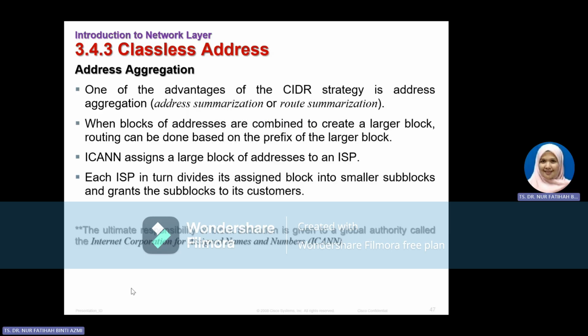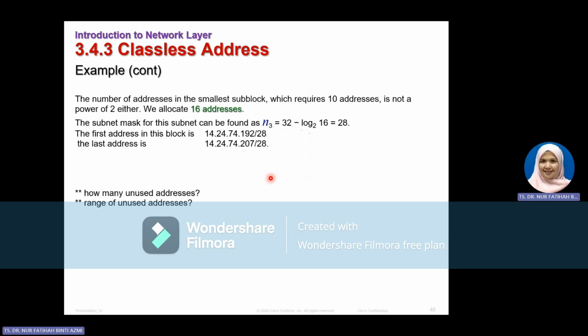And this is subnetwork 3, which requires 10 addresses. We know that 10 is not a power of 2. So the next power of 2 bigger than 10 is 16. Log 2 16 is equal to 4. 32 minus 4 is equal to 28. And then you can find the first address and the last address.